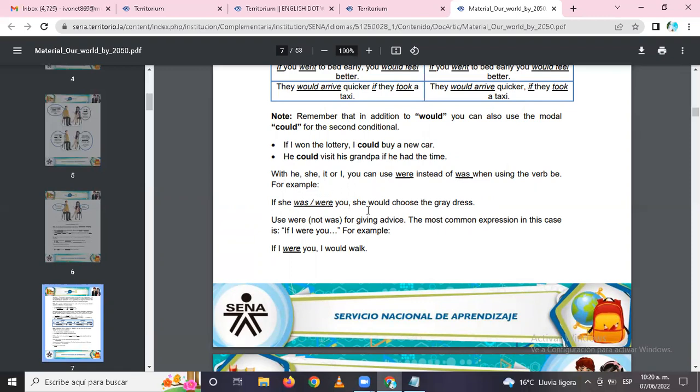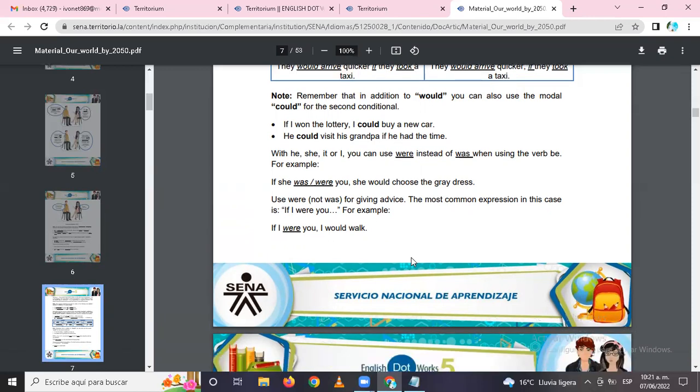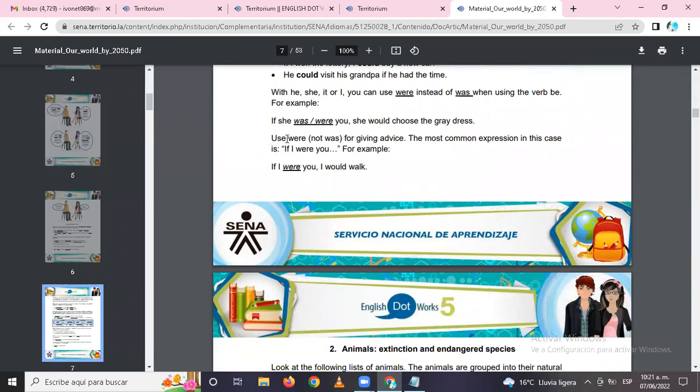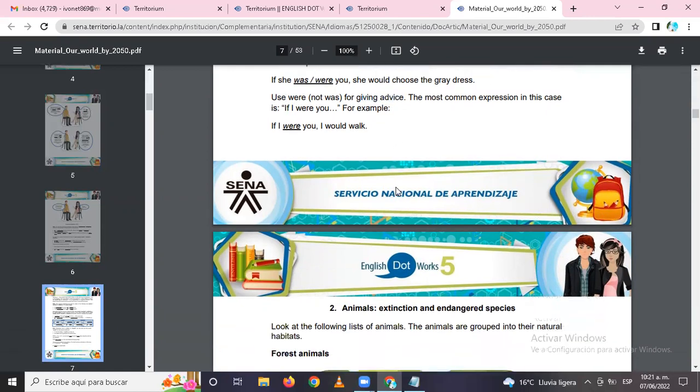If she were you, she would choose the gray dress. If I were you, I would choose the gray dress. If I were you, I would walk. ¿Cierto? Acá vuelve y dice, use were, not was, for giving advice. Porque cuando estamos utilizando este, si yo fuera tú, ¿cierto? Yo en el lugar tuyo, eso es un consejo. Ok.